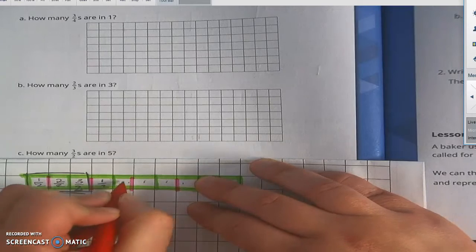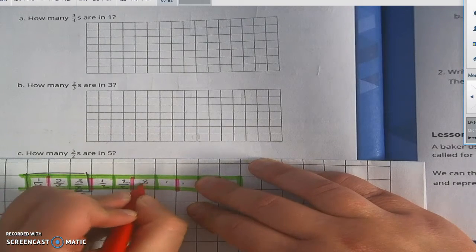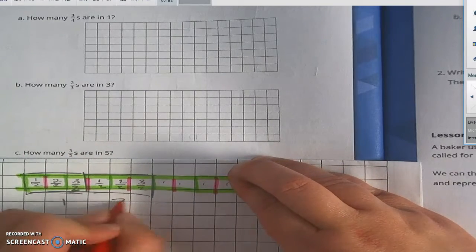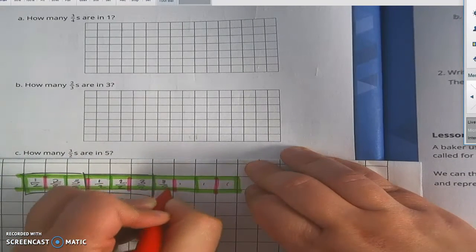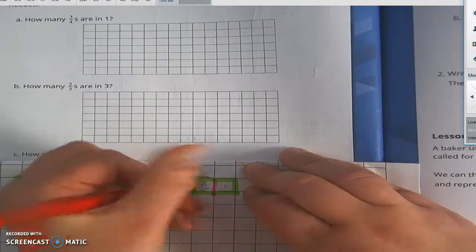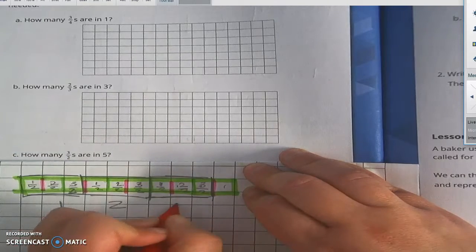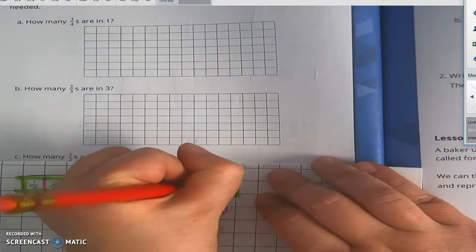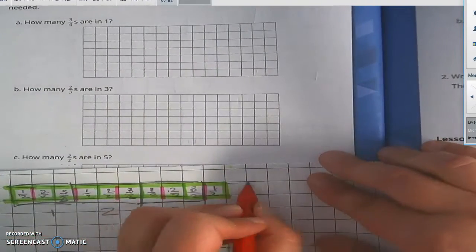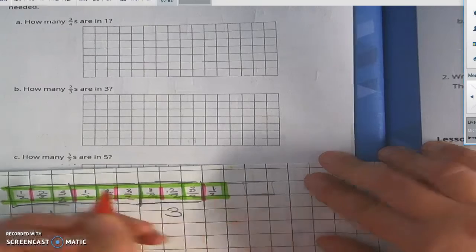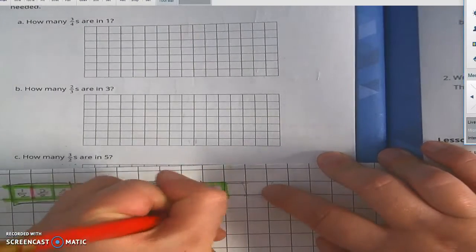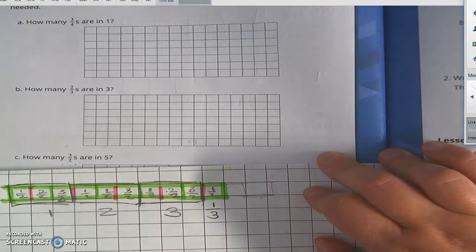I have another 1 half, 2 halves, 3 halves. That makes 2 groups, and then another 1 half, 2 halves, 3 halves. That makes 3 groups, and then I have another 1 half. Now to make a whole group, I would need 2 halves, 3 halves. So I only have 1 out of the 3 pieces, so I have 3 1/3.